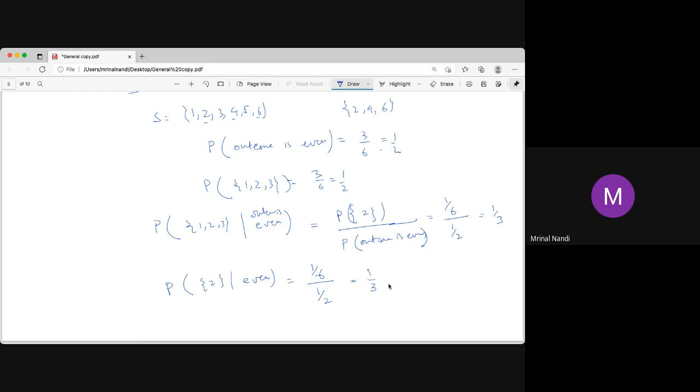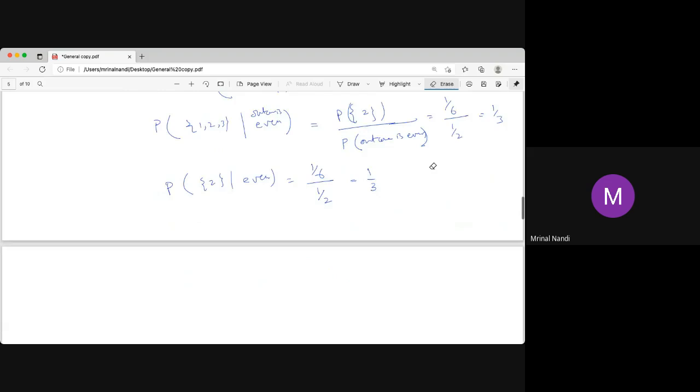What is the probability of 4? It is again 1/3. What is the probability of 6? 1/3. What is the probability of 1? That is obviously 0, because you know the outcome is even. What is the probability of 3? It is again 0. What is the probability of 5? It is 0. So actually you are going very close. Now you are going closer to the actual thing.